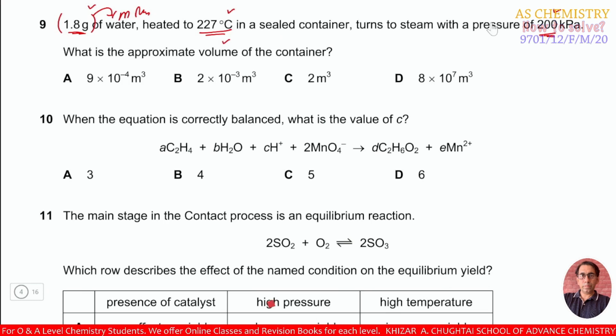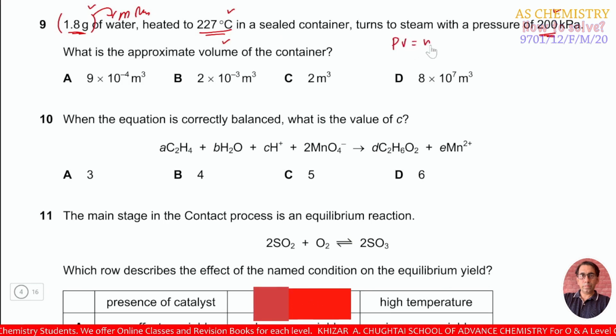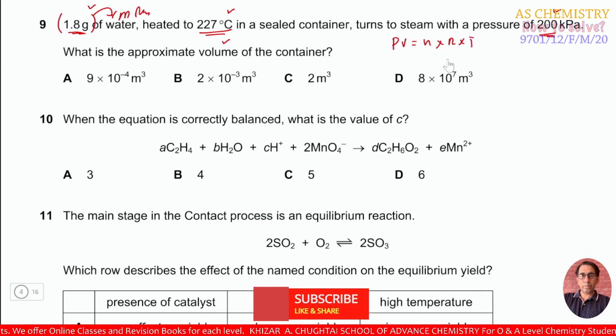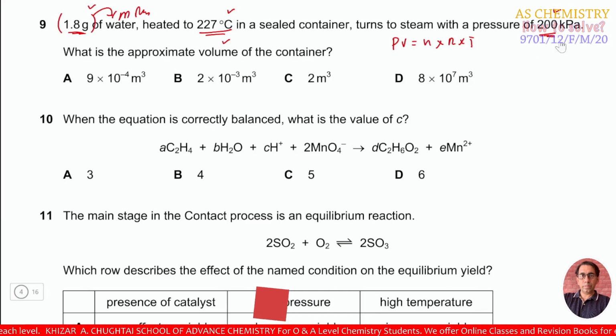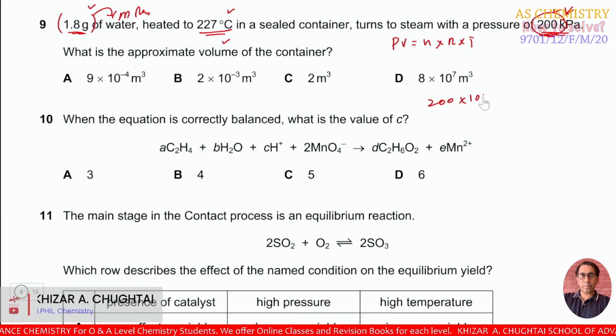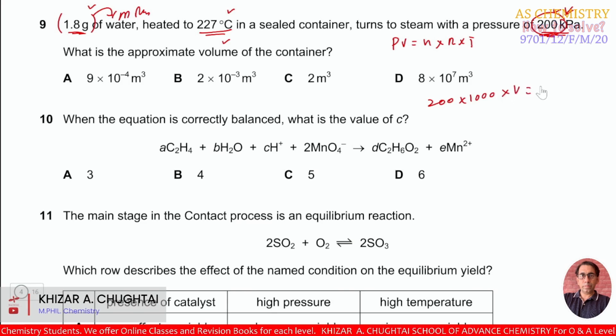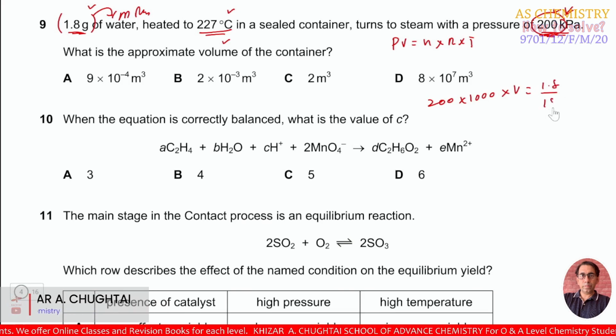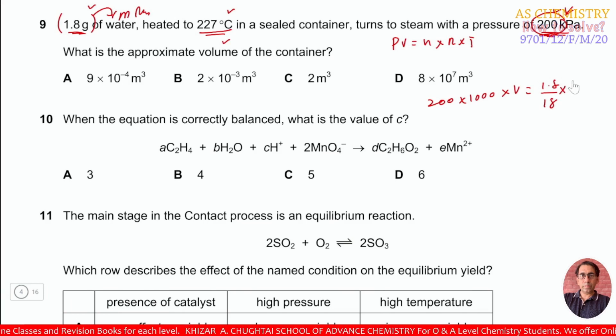So you can apply PV is equal to nRT. PV is equal to n into R into T. Let's suppose this water sample is going to behave as an ideal gaseous sample. In this case, the pressure is equal to 200 kilopascal, but we are not allowed to use kilopascal, we will use pascal. 200 into 1000, and we are supposed to find the volume, that is equal to number of moles, 1.8 over 18, multiplied by R. R is 8.31, and multiply by its temperature. It must be in Kelvin.